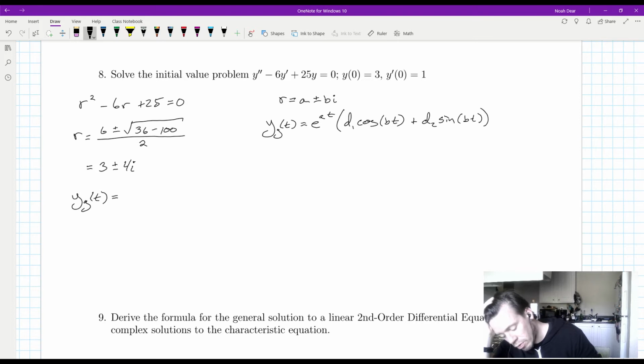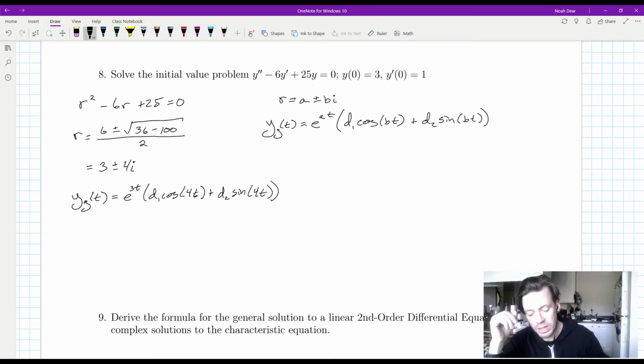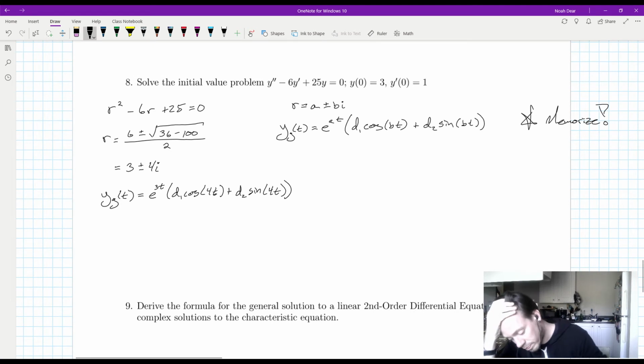And so plugging the 3 and the 4 in for a and b into this form, we get e to the 3t times d1 cosine of 4t plus d2 sine of 4t. And just as a heads up, you need to memorize this. That will not be given on an exam for this class.